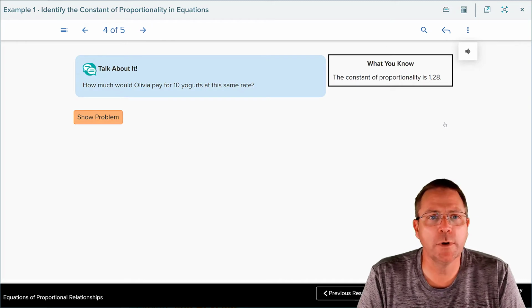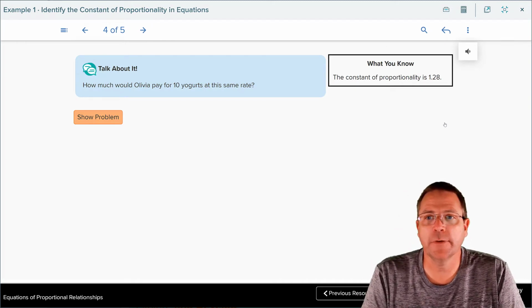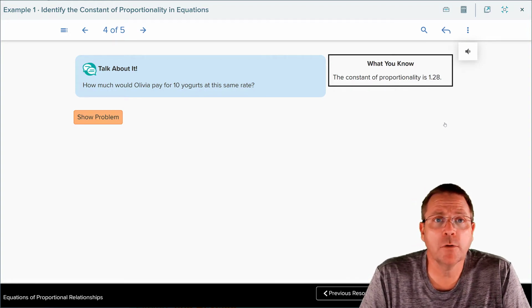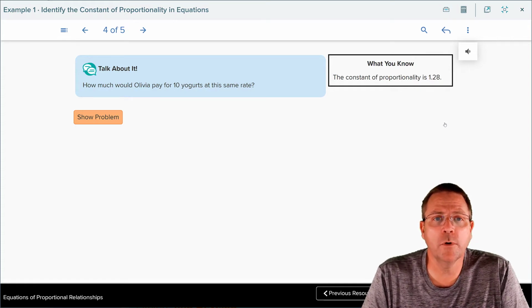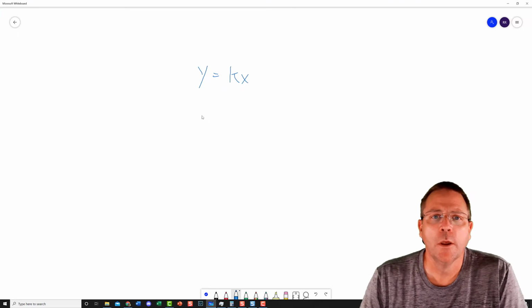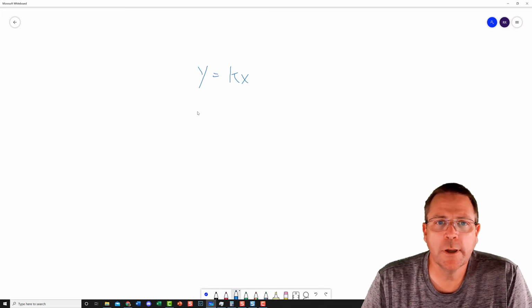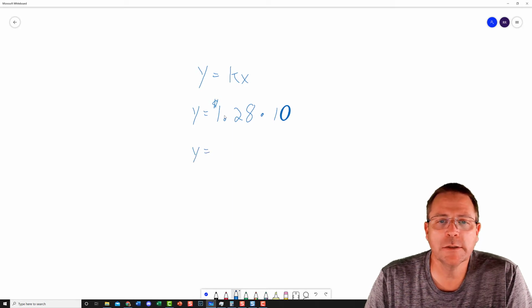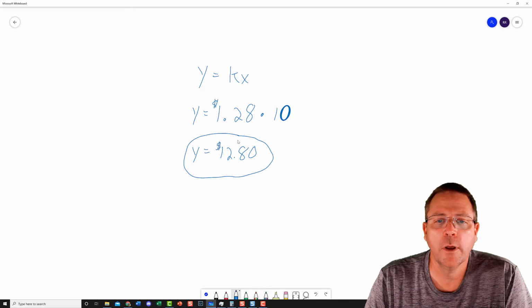So, how much would Olivia pay for 10 yogurts at the same rate? What do you know? Well, you know the constant of proportionality is $1.28. So, pause this recording and figure out the answer. So, my direct variation equation is y is equal to kx, where my constant of proportionality we've established is $1.28. And my x value, the number of containers of yogurt that we want to buy, is equal to 10. That means y is equal to 1.28 times 10. That's going to be $12.80. That's some really easy math to do. All we had to do was move our decimal in order to get the answer.